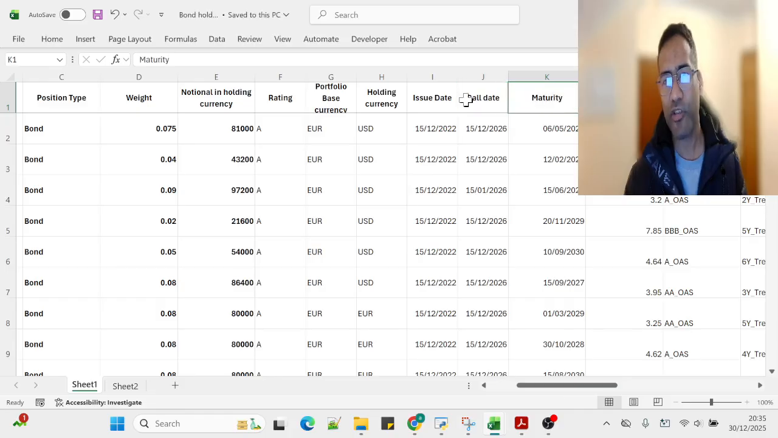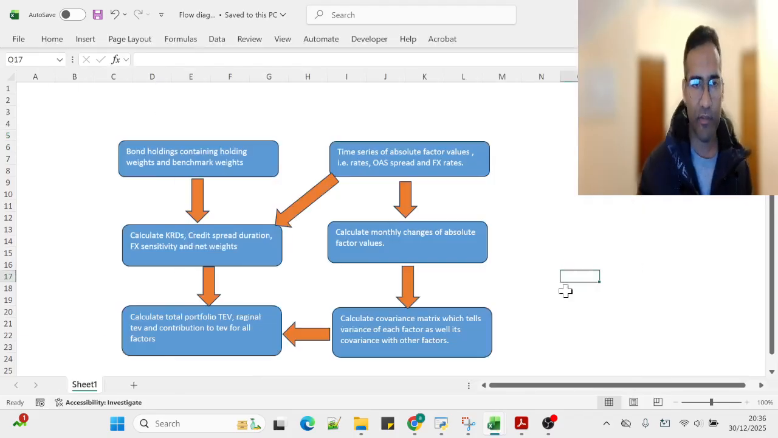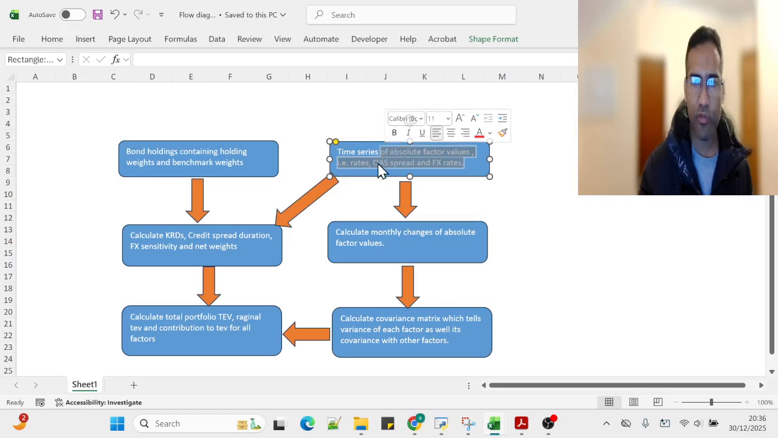Open is important, maturity is important. And I forgot to remove this column; column M is irrelevant for this exercise. But let's see what the flow is. So I have shown you the time series of absolute factors.